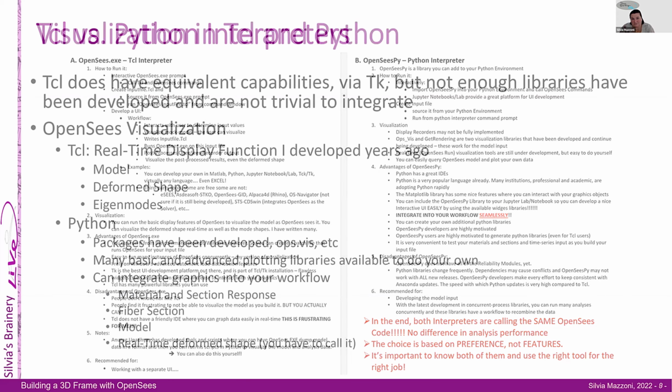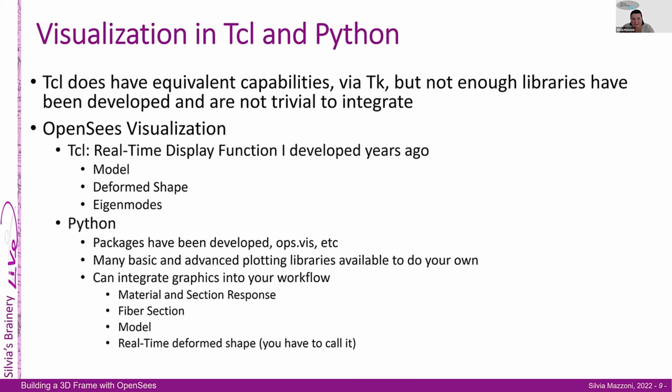And so that brings us to the visualization. Tcl does have Tk. And also there is a tiny little function that Frank wrote, Frank McKenna, he's the developer of OpenSees. There's a couple of commands he did put into OpenSees. And so back then I wrote some real-time functions, Tcl functions, like the display model 3D that you will see in the examples manual. And those are great. So you can actually visualize the model, the deform shape, and the eigenvalues. And I've written them in such a way that they're user-friendly.